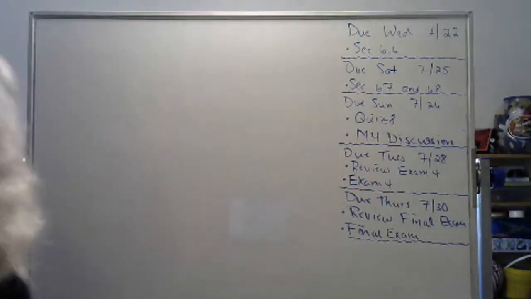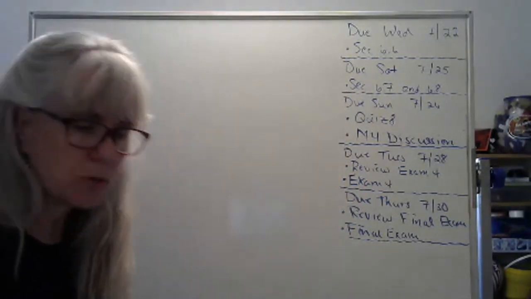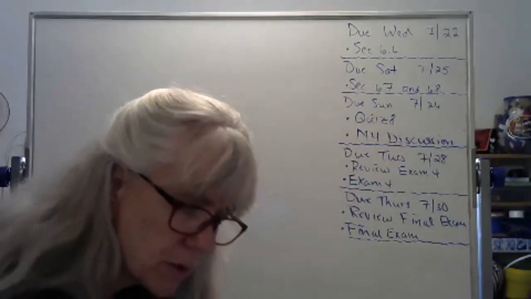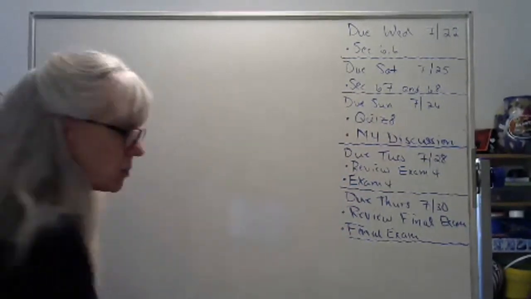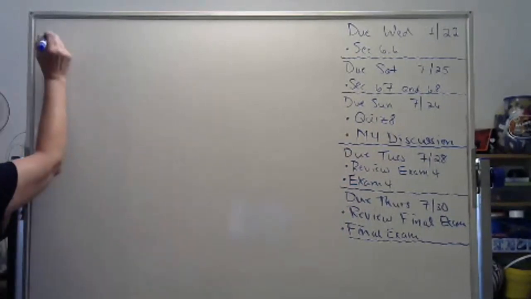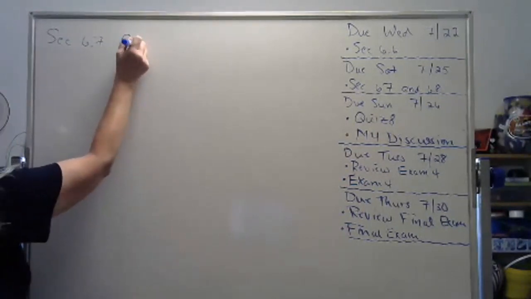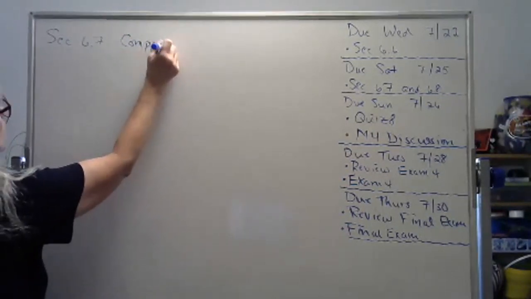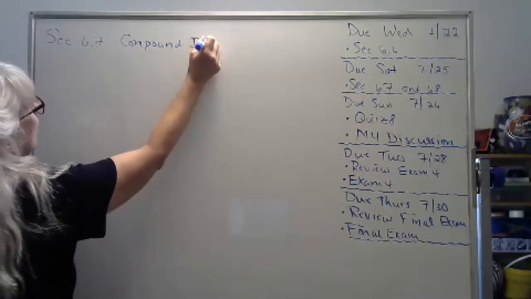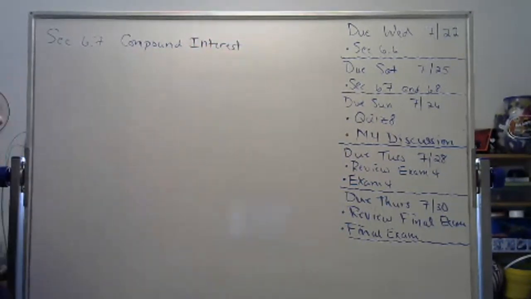Okay, so let's move into section 6.7. I did send out the lecture notes, and it's mainly because they're all application problems. So section 6.7 is for the business world. All about compound interest. Okay, and again, it's a finance kind of thing.